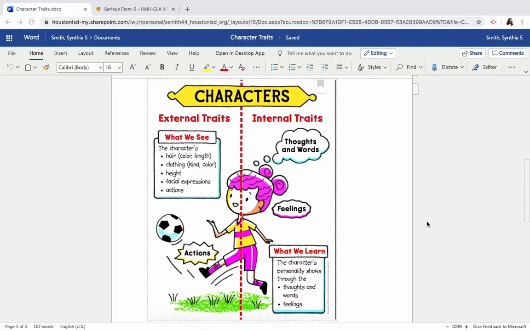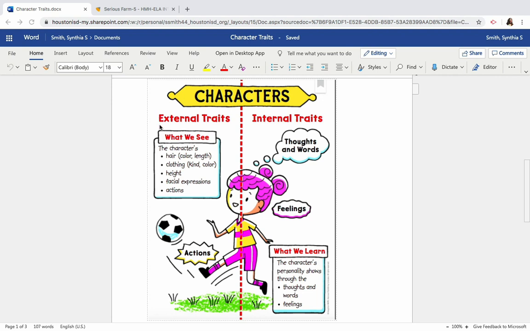Good morning. This morning we are going to continue our discussion about character traits. So let's first remember that characters are who is in the story, right? Okay. We remember from yesterday that we have two types of character traits. We have external character traits and internal character traits.